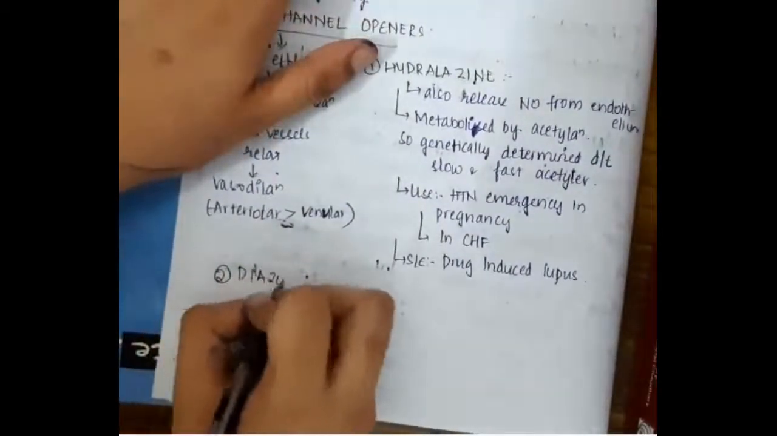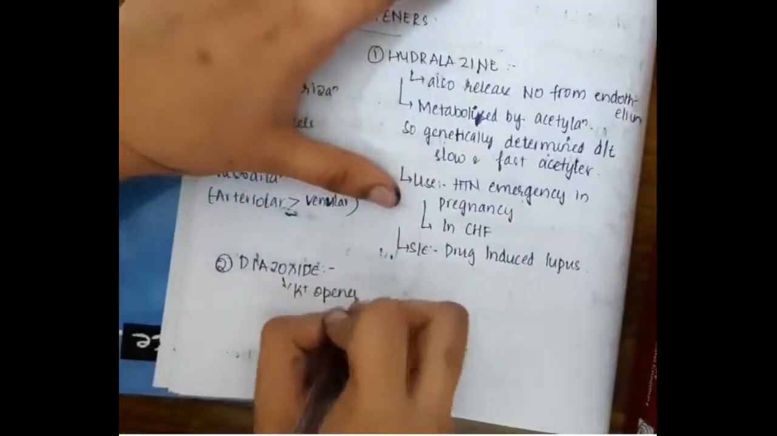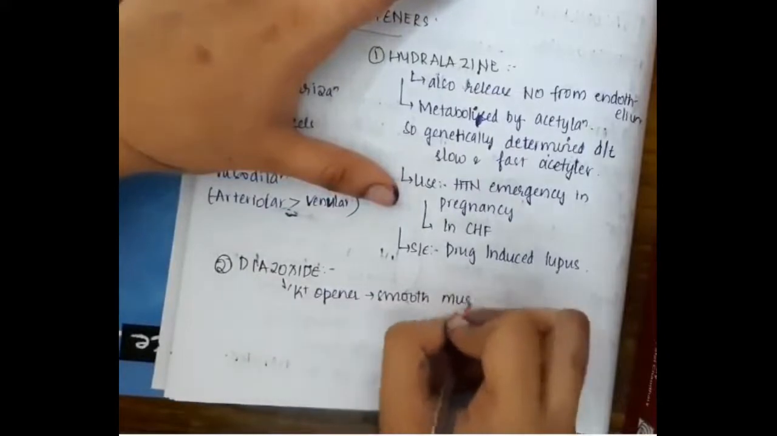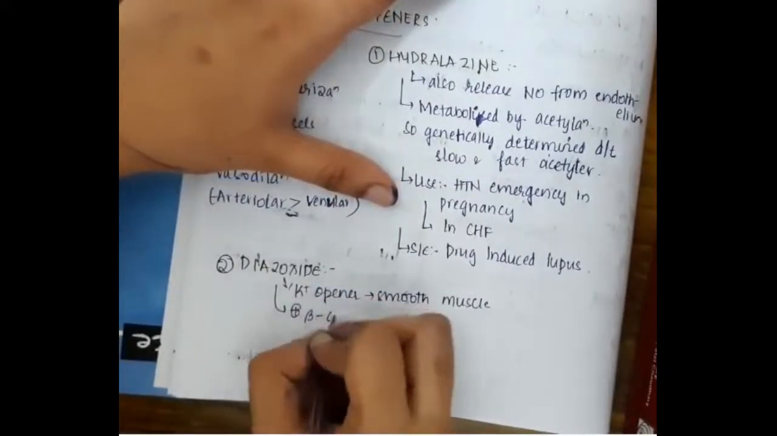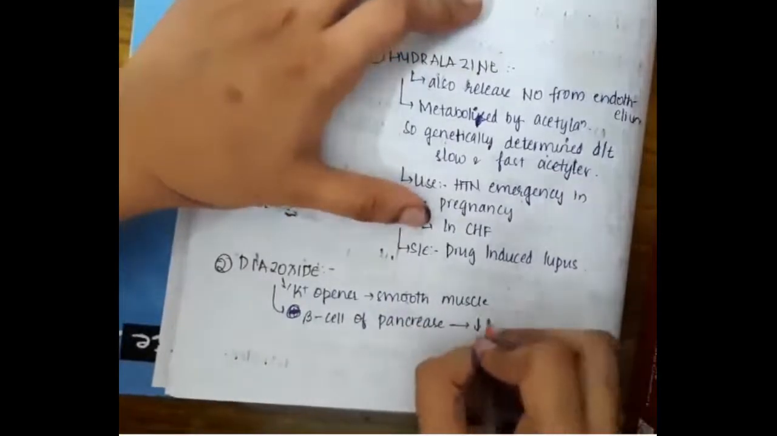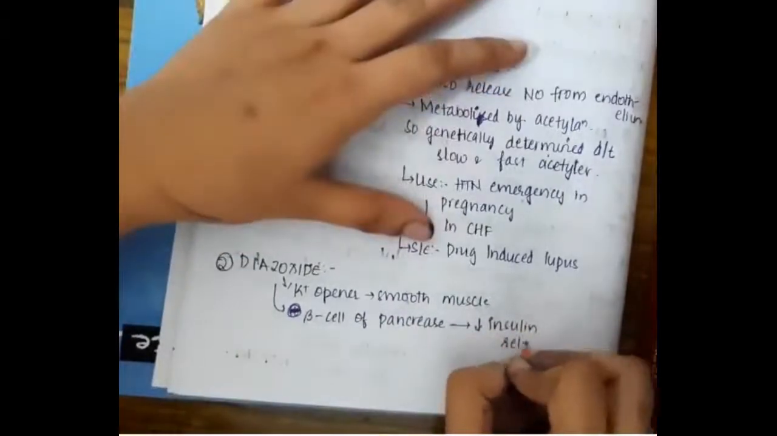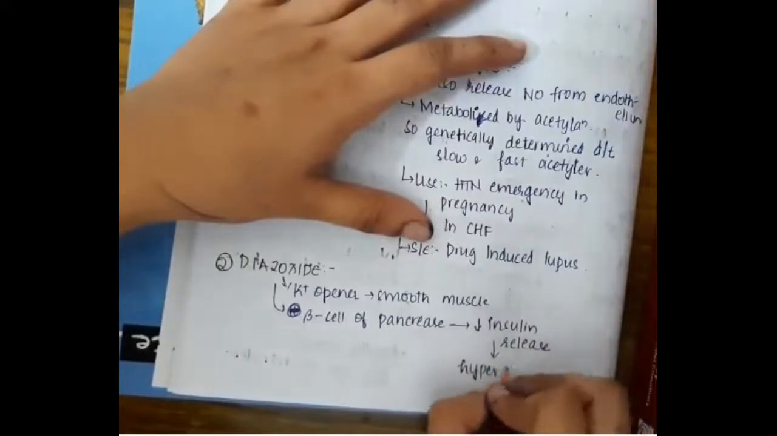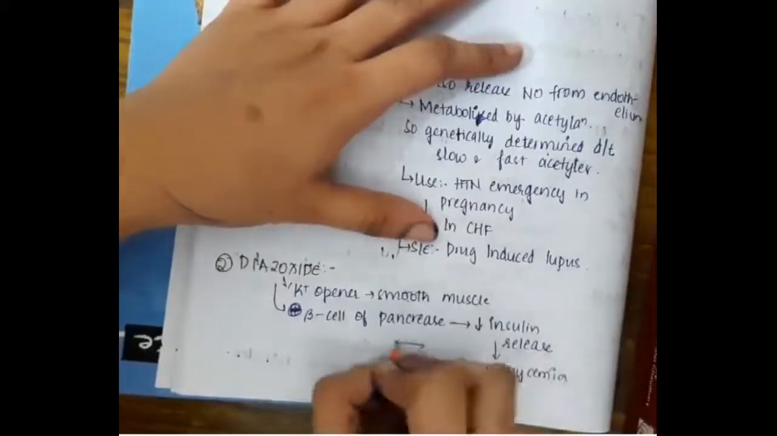Then the second important drug is diazoxide. Diazoxide is a potassium channel opener, which causes smooth muscle relaxation. It also inhibits the beta cells of the pancreas and thus decreases insulin release, causing hyperglycemia.